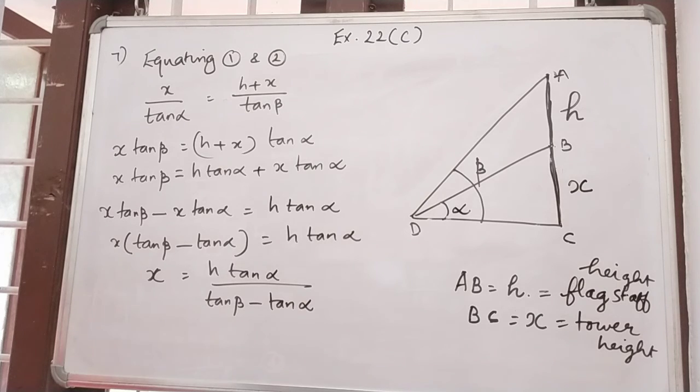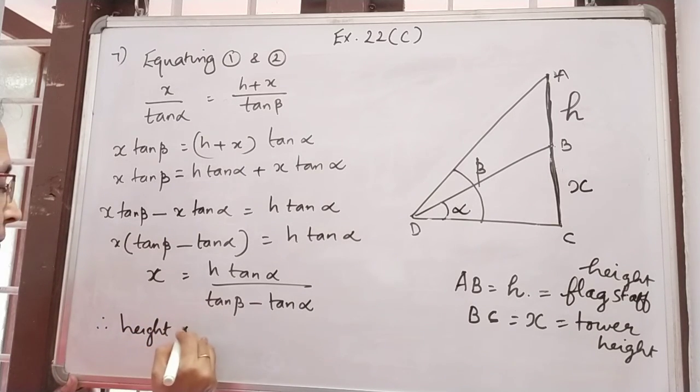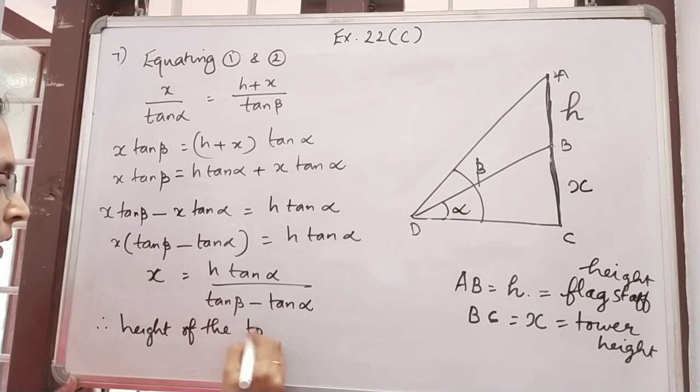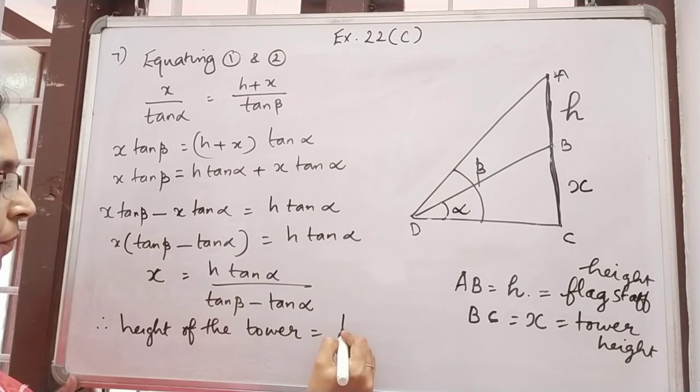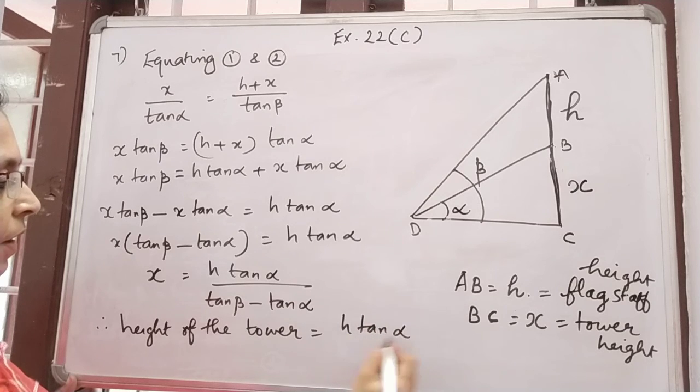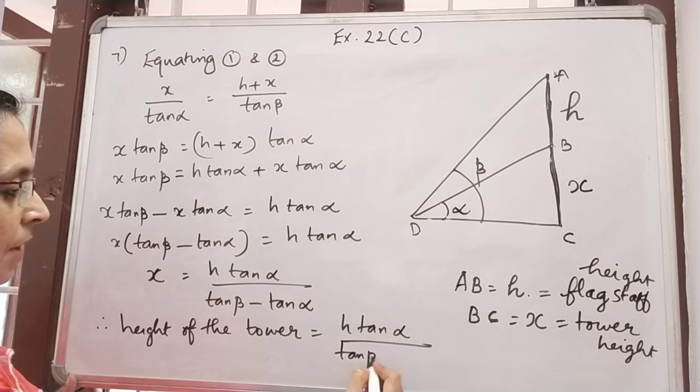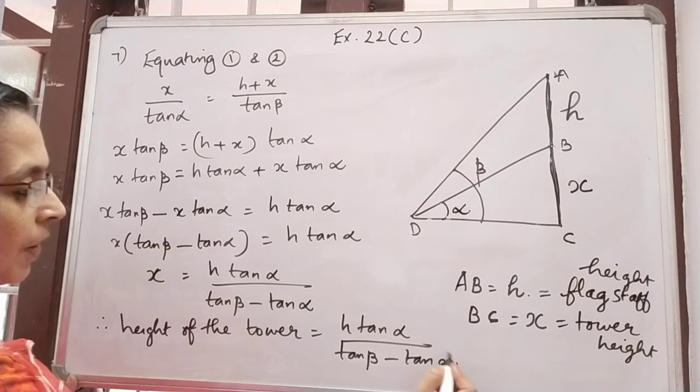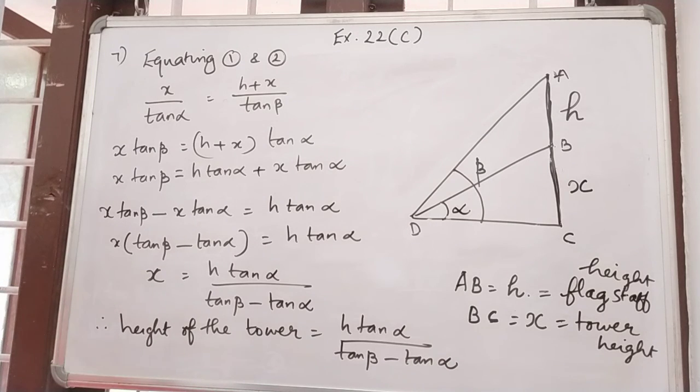That is x, which we assumed as the height of the tower. Therefore the height of the tower is equal to h tan alpha divided by tan beta minus tan alpha. Remember, x is the height of the tower and h is the height of the flagstaff. Okay, thank you.